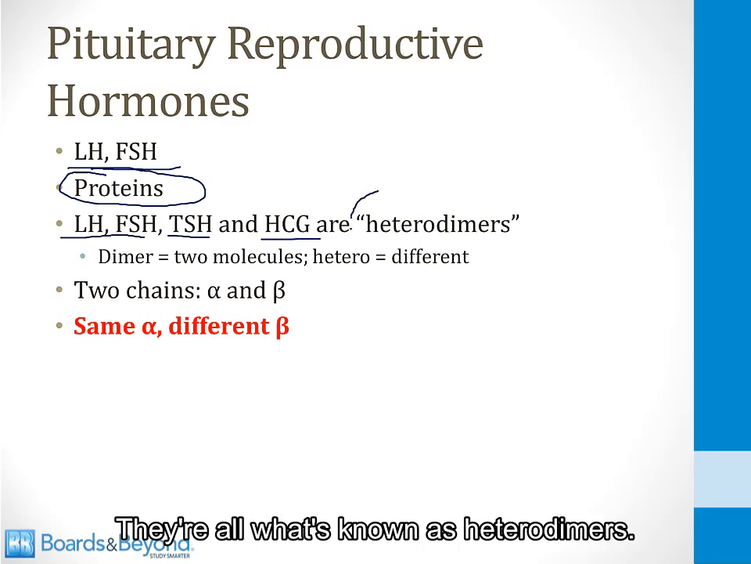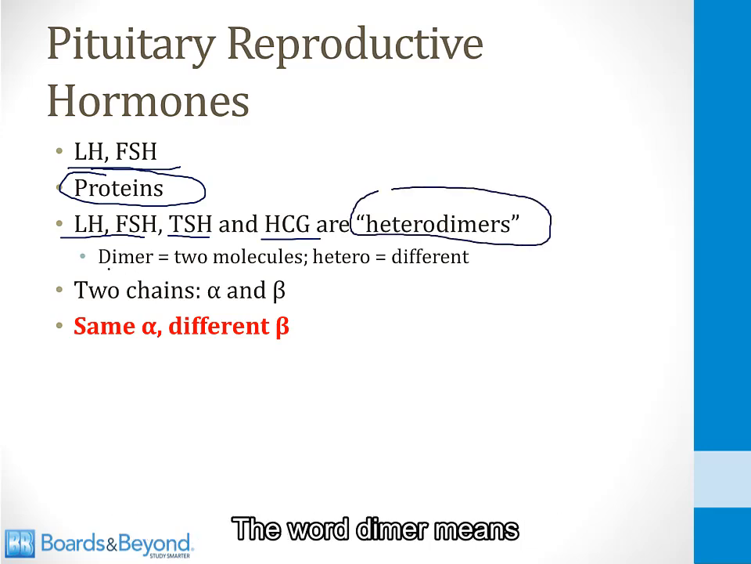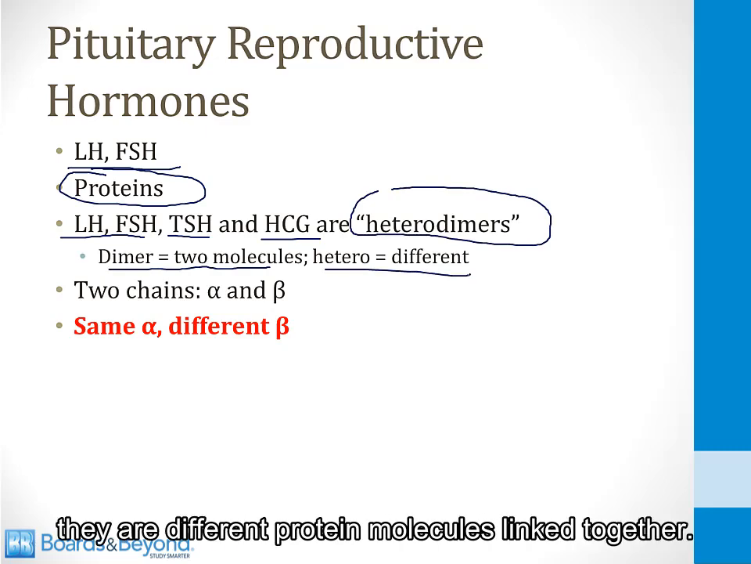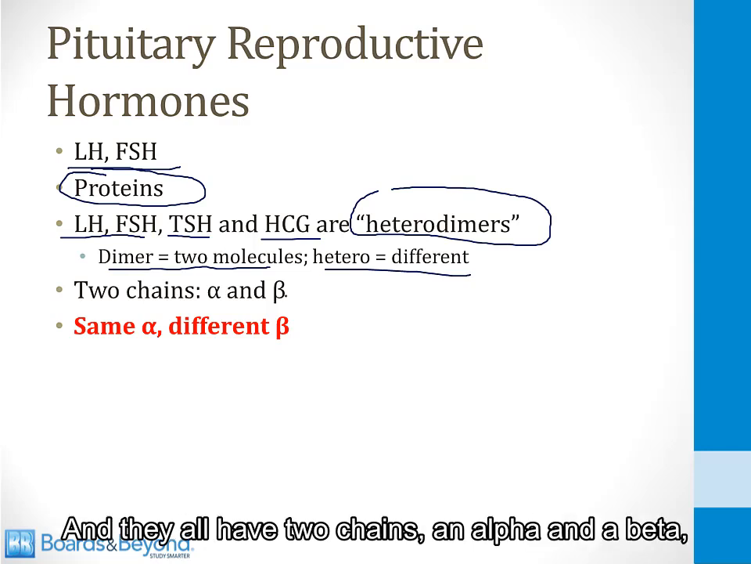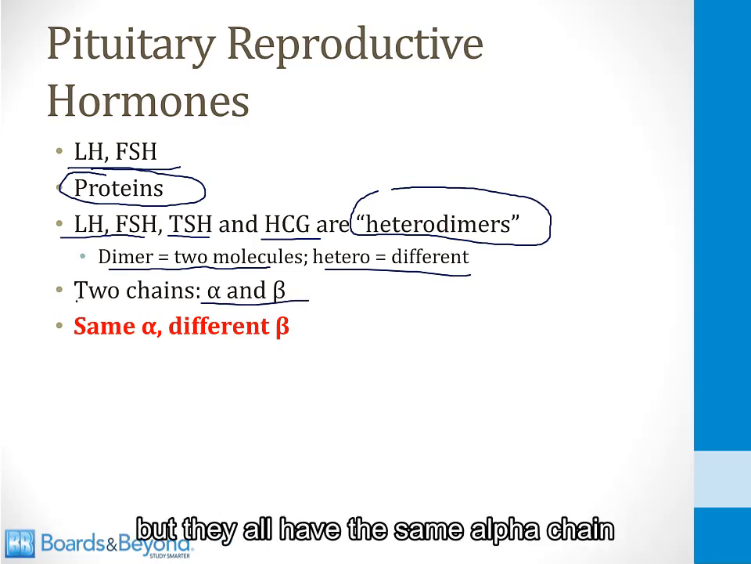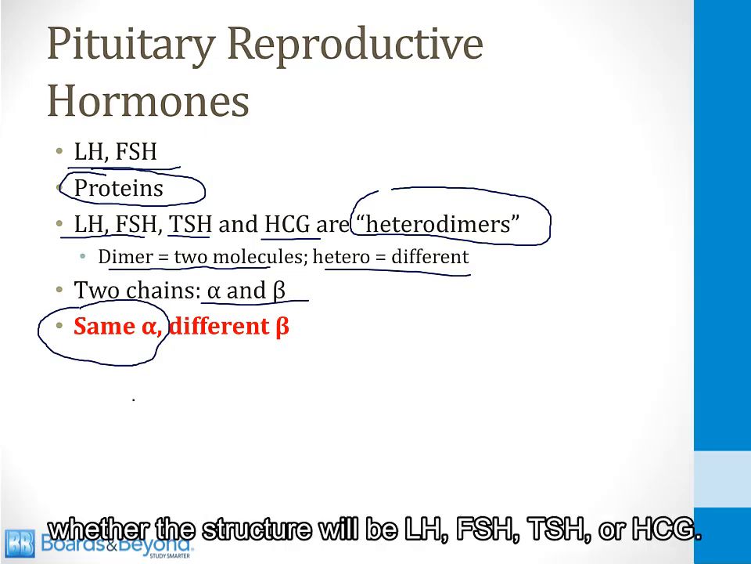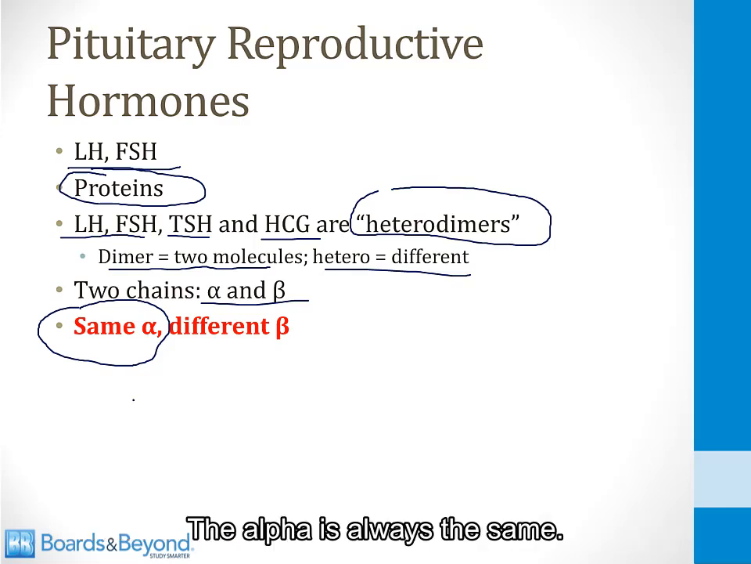They are all what's known as heterodimers. The word dimer means they are 2 protein molecules linked together, and the word hetero means they are different protein molecules linked together. They all have 2 chains, an alpha and a beta, but they all have the same alpha chain and a different beta chain. The beta chain is what determines whether the structure will be LH, FSH, TSH, or HCG. The alpha is always the same.